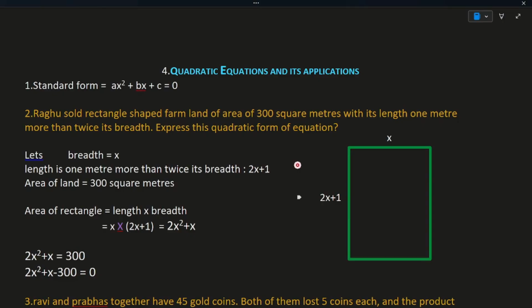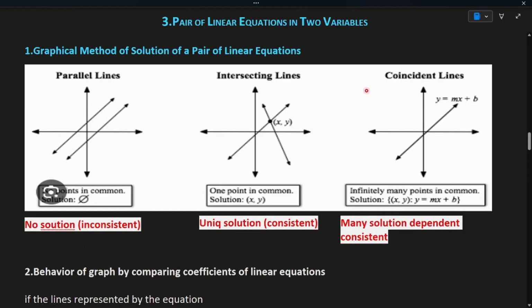The topic we'll discuss today is quadratic equations and its applications in practical life. Before going deep into the quadratic equation and its applications, we just make a quick revision of the previous class, that is pair of linear equations in two variables. Any pair of linear equations can be expressed either graphically or algebraically.